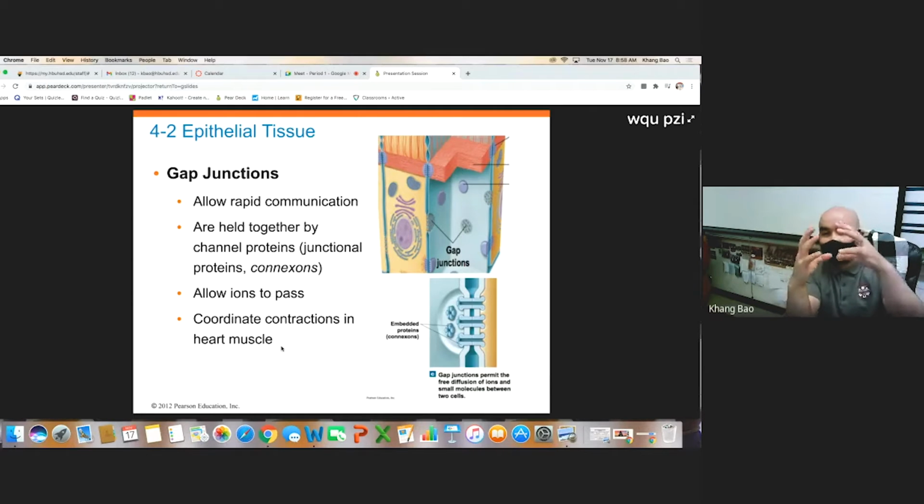Heart tissue requires gap junction because it communicates. So that way all the cells in your heart that make up the heart tissue are beating at the same time, right? Because if one heart cell is beating a different rhythm and another one is the opposite rhythm, then you're going to have a heart murmur or heart problem. So keep that in mind.